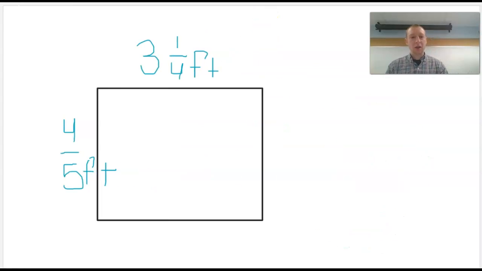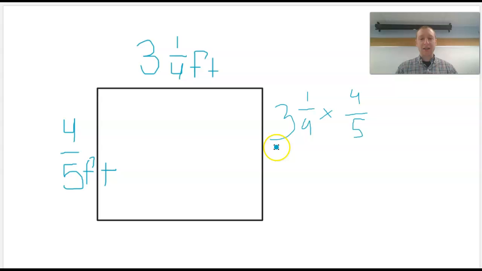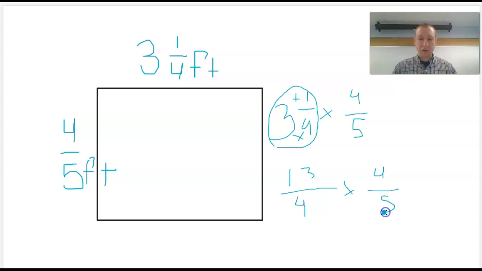Try another one. And if you want to pause it and try this one on your own, you can, but we've got a mixed number here, so a little trick here. Length times width, 3 1/4 times 4/5. How do I solve this? Remember, I've got to take this mixed number first and turn it into an improper fraction. Remember, I multiply and add here. 4 times 3 is 12. 12 plus 1 is 13/4 times 4/5.